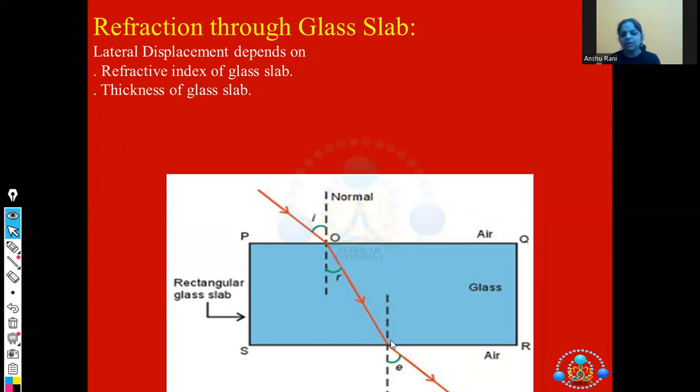Then this ray, when it is passing from glass slab to again air, it is again changing its path. It is moving away from the normal. Ray of light, when incident from air to glass slab, it is going towards the normal, means rarer to denser medium, it is moving towards the normal, and from denser to rarer medium, it is moving away from the normal. This is called refraction of light. The ray which is emerging out is called emergent ray.